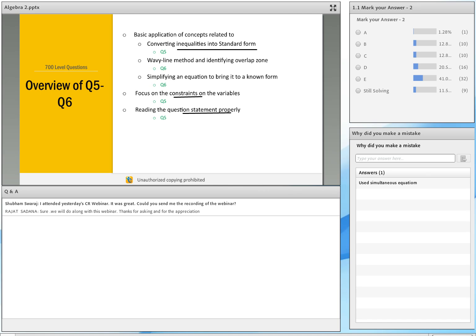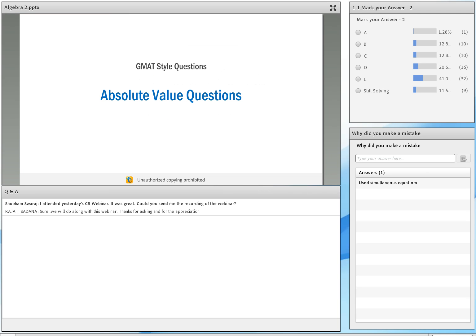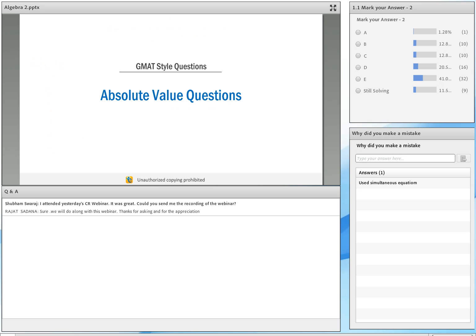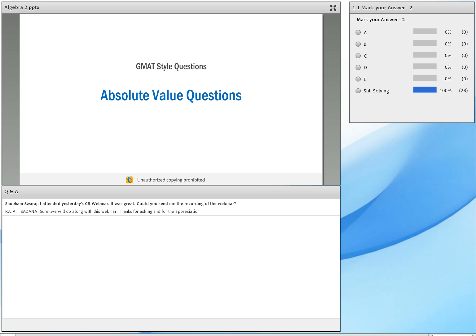Okay, now let's go to the last few questions in this session. The first one's going to be an absolute value question. We're not going to go to data sufficiency questions over here. And again, a 600 level question. Actually, before I go here, let's go through our exercise once again. Reopen the poll. Still solving. Now I'm going to put in the timer over here.